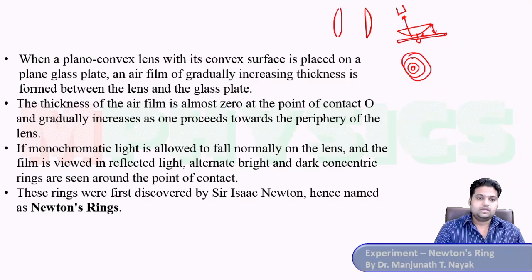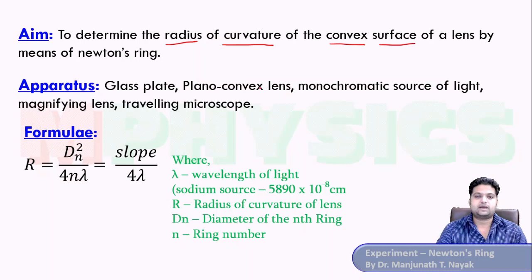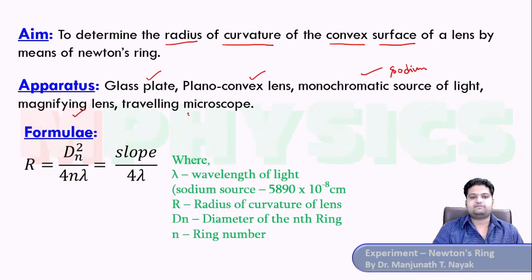So this is named after Newton because it was Isaac Newton who discovered this phenomenon. So it's named Newton's ring. Fine. So let's not waste much time and go to the experiment. The aim is to determine the radius of curvature of the convex surface of a lens by means of Newton's rings. The apparatus that you would need is a glass plate, a plano-convex lens, a monochromatic source of light. We are using a sodium light, a magnifying lens, and a traveling microscope.